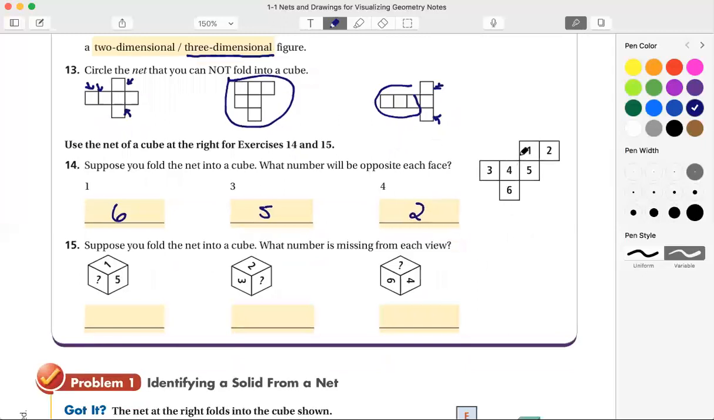Okay, so again, it should look something like this, number 15. All right, so suppose that we do fold the net into a cube. Which number is missing from each view? So here's the 1 and the 5, like we fold there. So what should have been on this view? Well, what's next to the 5 here? The 4. Here's the 2 and the 3, so we connect those things, and it looks like we need the 1 that's going to connect it. And we have the 4 and the 6, the 4 and the 6, and we are missing the 3.